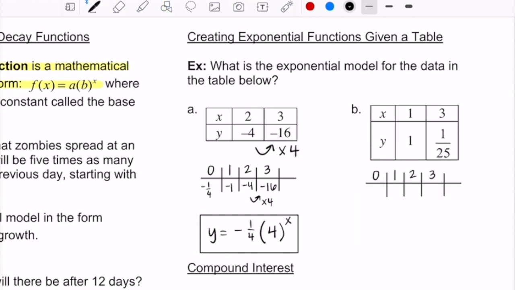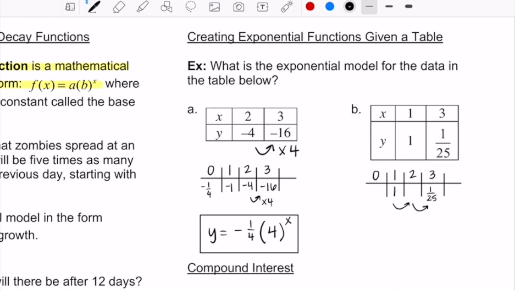So B is a little bit different because they tell me that 1 goes with 1 and 3 goes with 1/25. So I'll need to figure out the number that goes with 2 to figure out my multiply pattern, and then I'll have to work backwards to figure the number that goes with 0 to figure out my initial value. So the numbers are getting smaller. I have to know what I turn a 1 into that I can then multiply by the same number to get 1/25. So the pattern has to work for everything.